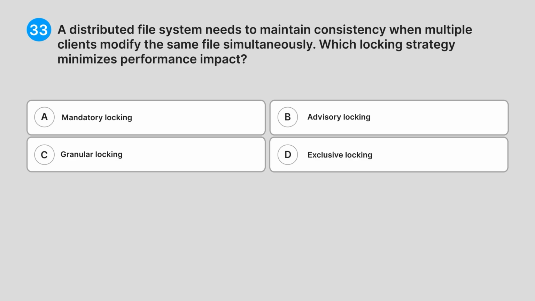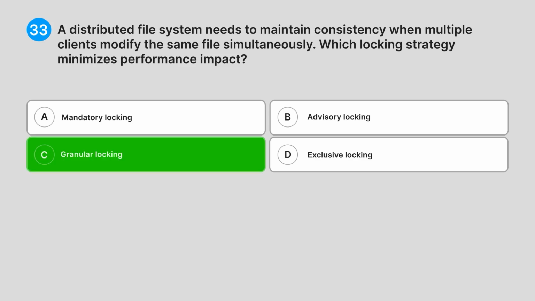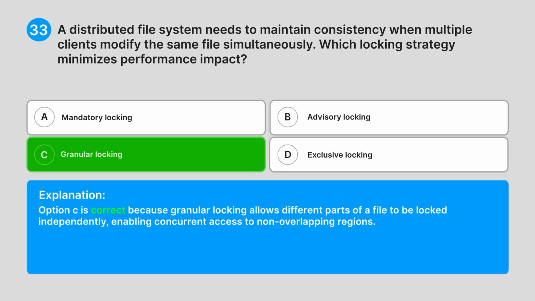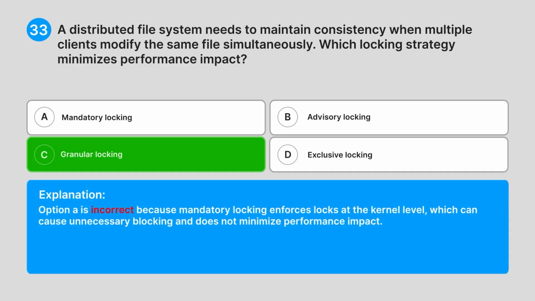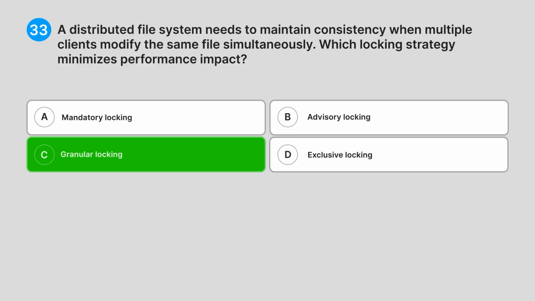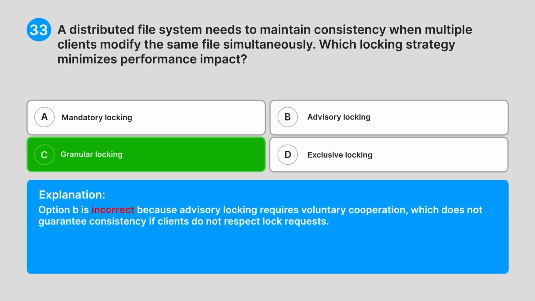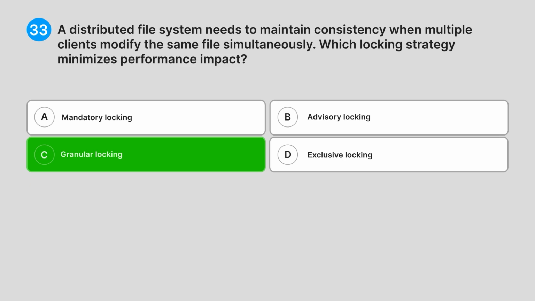Correct answer: C. Granular locking. Explanation: option C is correct because granular locking allows different parts of a file to be locked independently, enabling concurrent access to non-overlapping regions. Option A is incorrect because mandatory locking enforces locks at the kernel level, which can cause unnecessary blocking and does not minimize performance impact. Option B is incorrect because advisory locking requires voluntary cooperation, which does not guarantee consistency if clients do not respect lock requests.